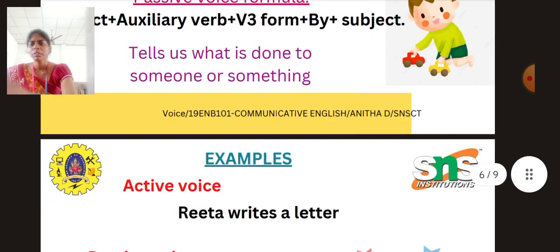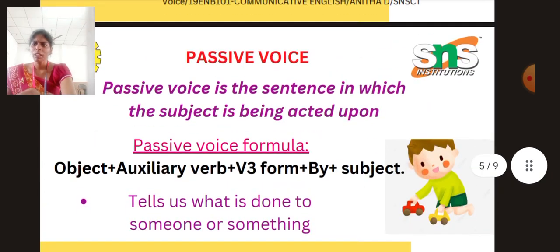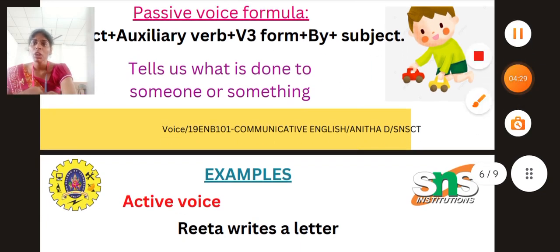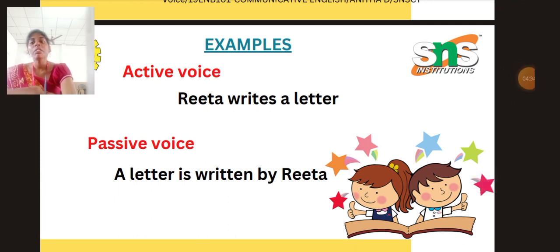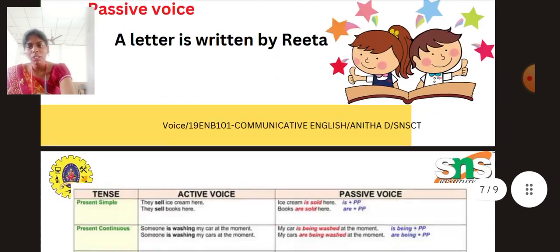Okay, so an example of active voice: Rita writes a letter. If we take that to passive voice, which tells us what is done to someone or something, then here Rita writes a letter becomes: the letter is written by Rita. So it is acted upon, and tells us what is done to someone or something.